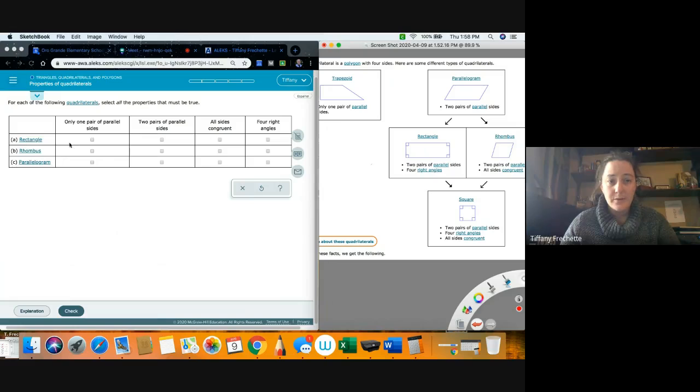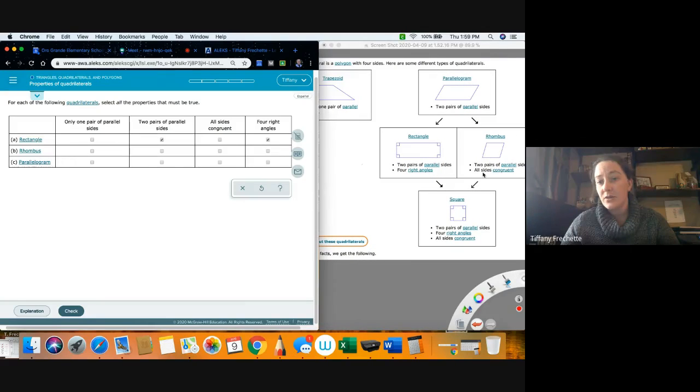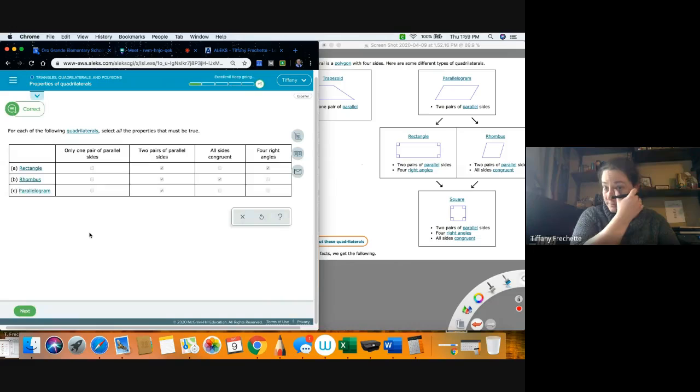Rectangle. For a rectangle, we just want these 2 bits of information: 2 pairs of parallel sides and 4 right angles. Rhombus. I want 2 pairs of parallel sides and all sides congruent. So 2 pairs of parallel sides again, and now I want all sides congruent. And then the bottom one, parallelogram. 2 pairs of parallel sides, that's the only thing I want to check on that one, because that's the only thing required. That little sentence below is what's required for that special quadrilateral.